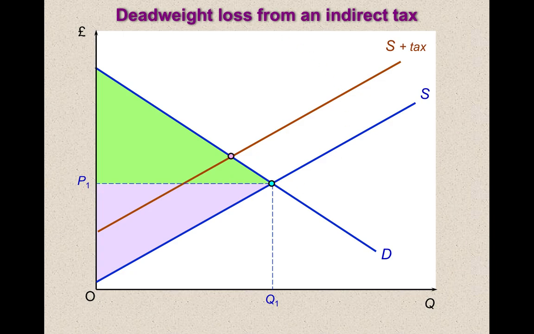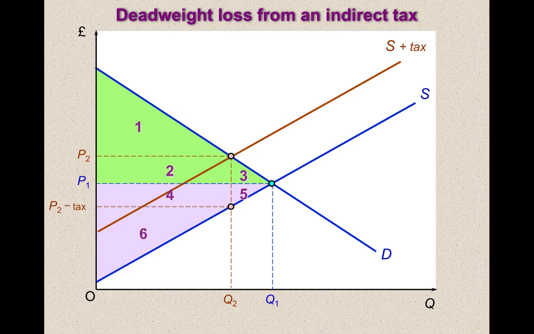Well, now this is the quantity, and this is a new price, so the quantity demanded is lower. So guess what happens to the consumer surplus? It gets smaller. Also, even though the price is higher, the producer isn't getting some of that money. The government's taking it away from them.